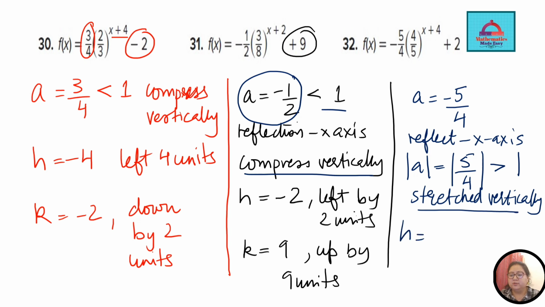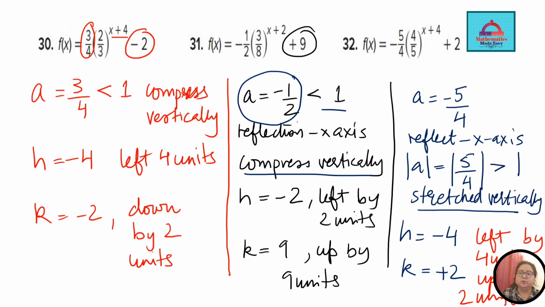H is -4, k is +2, so we go left horizontally by 4 units and we go up by 2 units. Okay, so that completes the question. Please also draw the graphs so that you get the correct final solution.